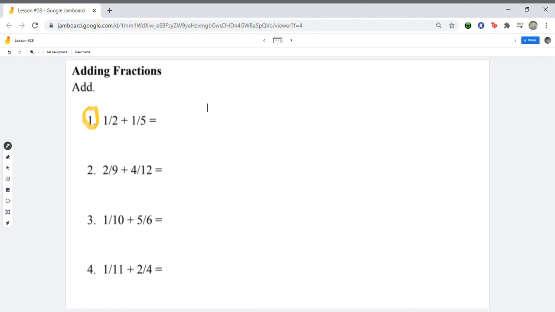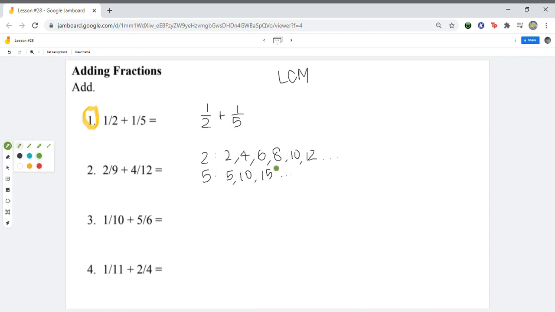So we have 1 over 2 plus 1/5. Now it's the same, we need a common denominator. Check if it does, and this one does not. It has different denominators, so we have to find the LCM, least common multiple, of 2 and 5. In order to do that, I'm going to list the multiples first. So 2, 4, 6, 8, 10, 12, and so on. And 5 is 5, 10, 15, and so on. Now we notice that the least common multiple for them is 10.